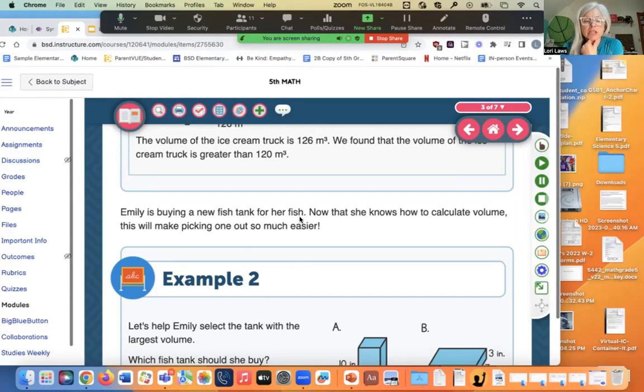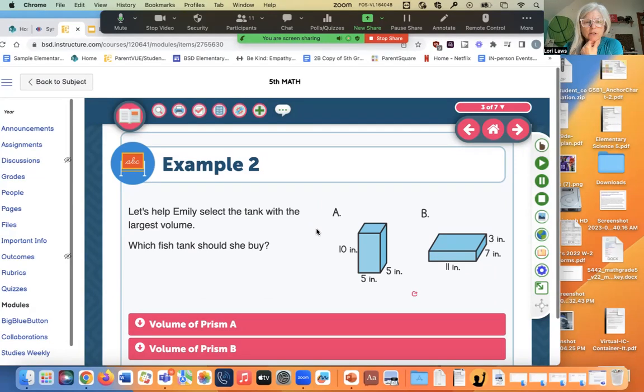Emily is buying a new fish tank for her fish. Now she knows how to calculate volume. This will make it so much easier. Let's help Emily select the tank with the largest volume. Which tank should she buy? This little low flat one or this tall one?